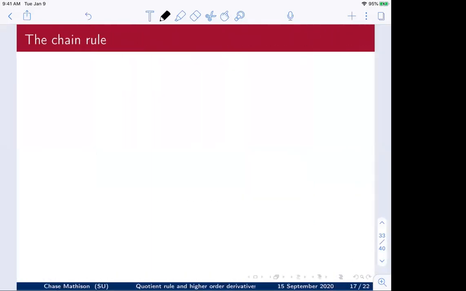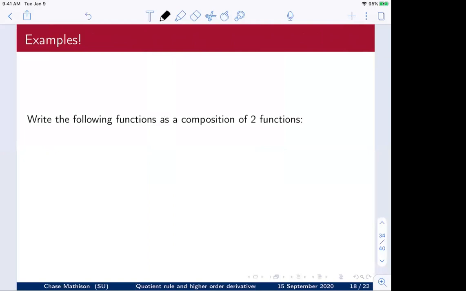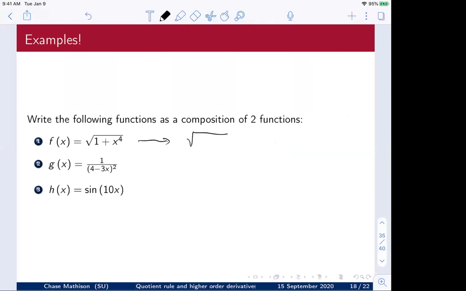But before we do that, I want to look at just how we can recognize compositions of functions, because that's going to be very important for using the chain rule. Okay, so I want to write the following functions as a composition of two functions. Okay, so f of x. How would I write f of x is the square root of 1 plus x to the fourth as a composition of two functions?